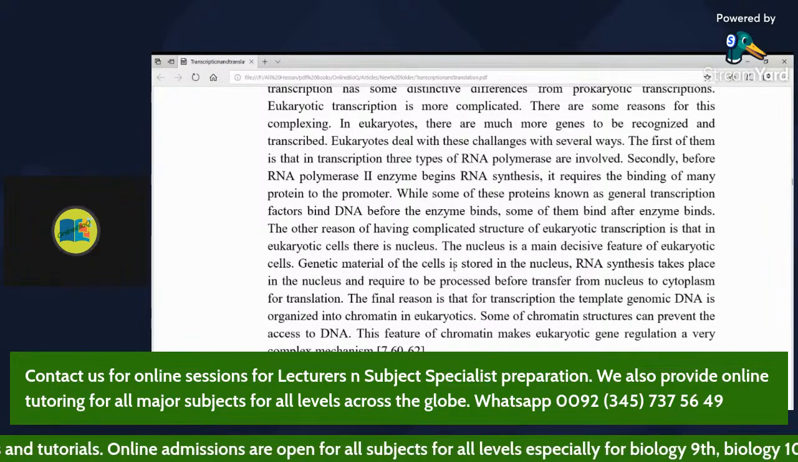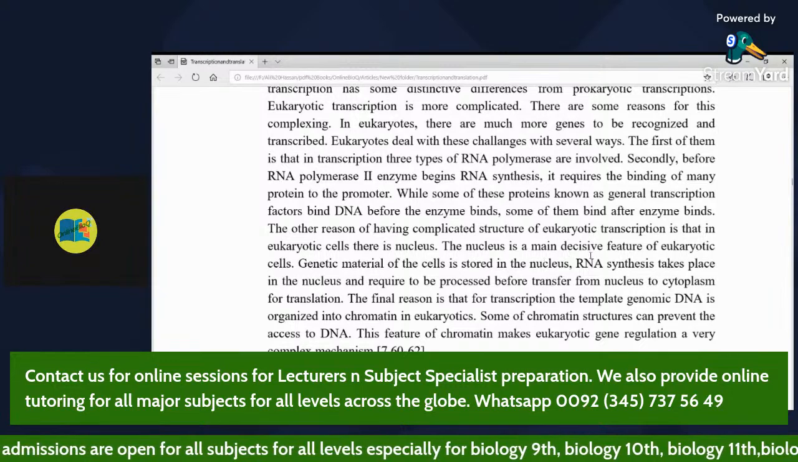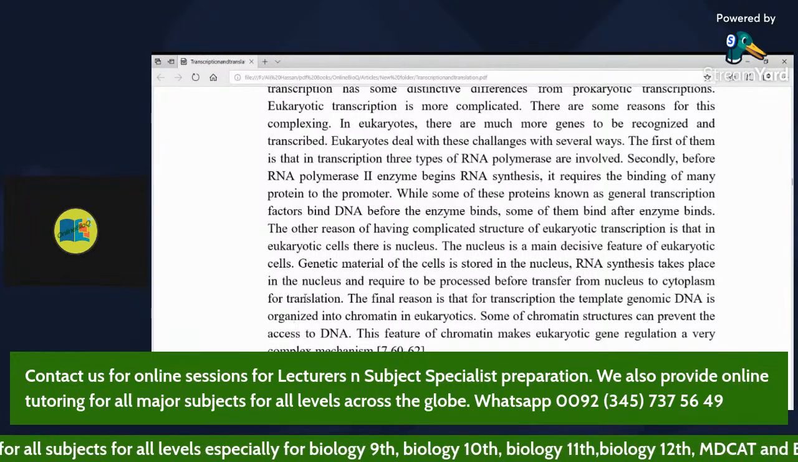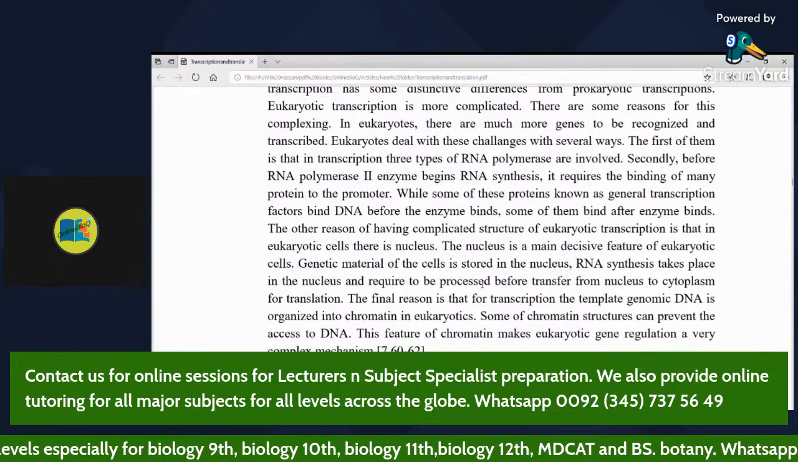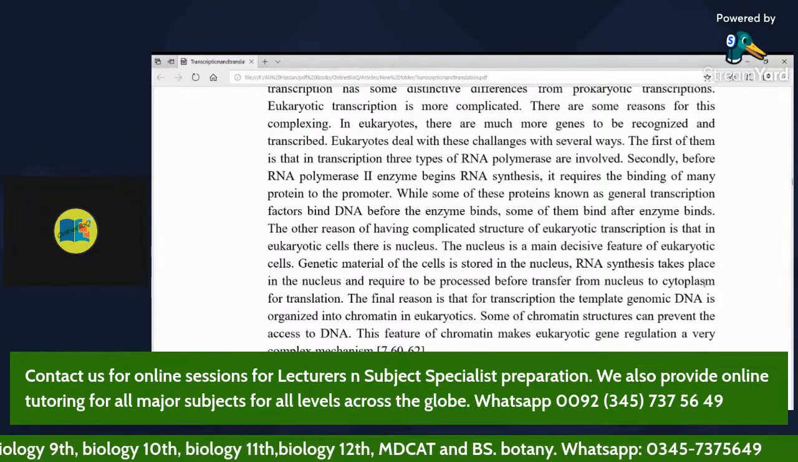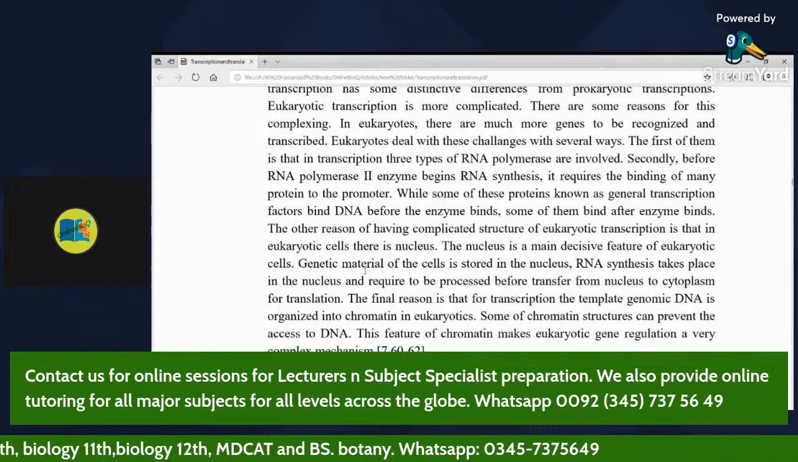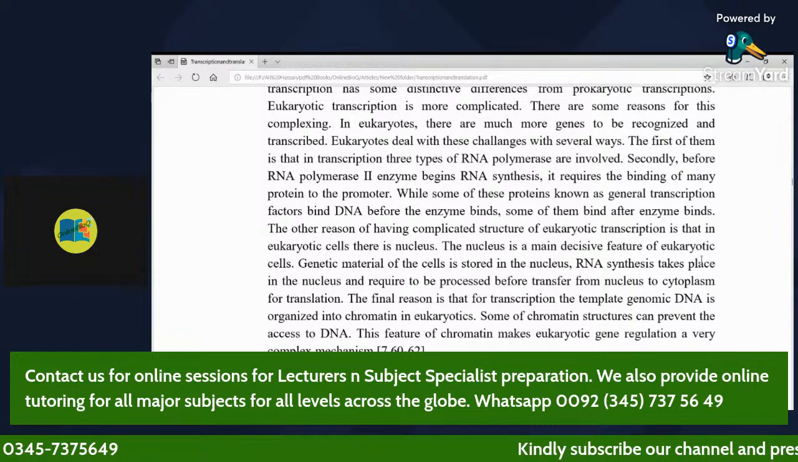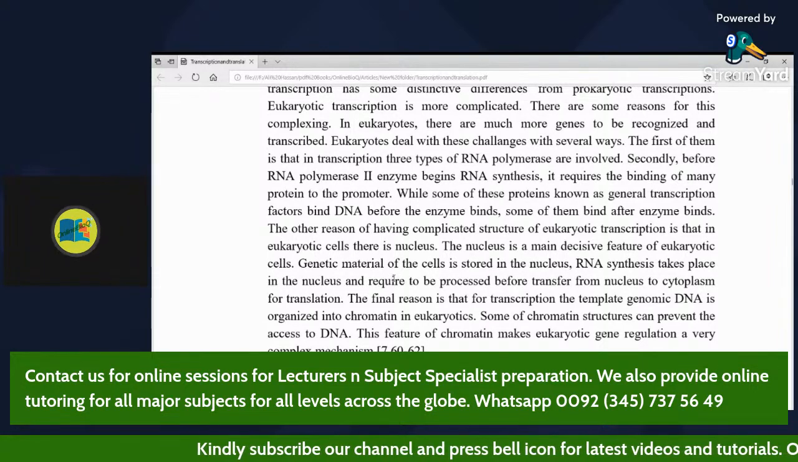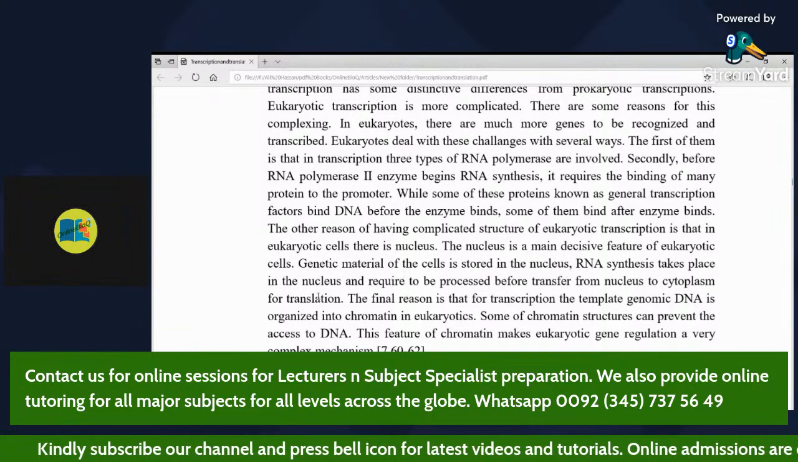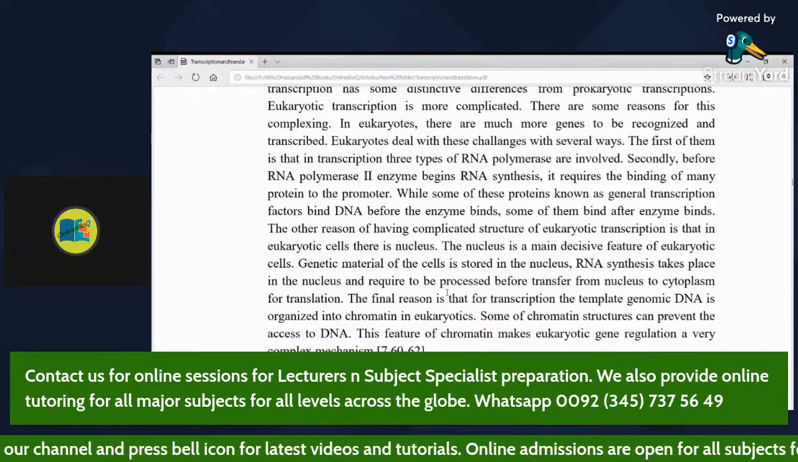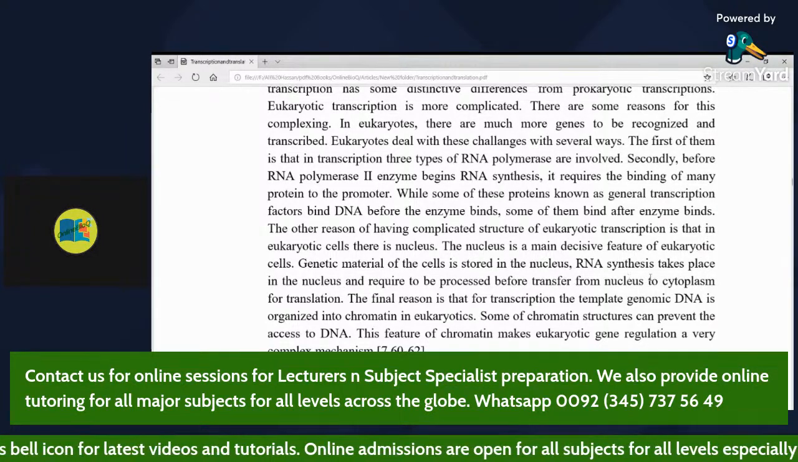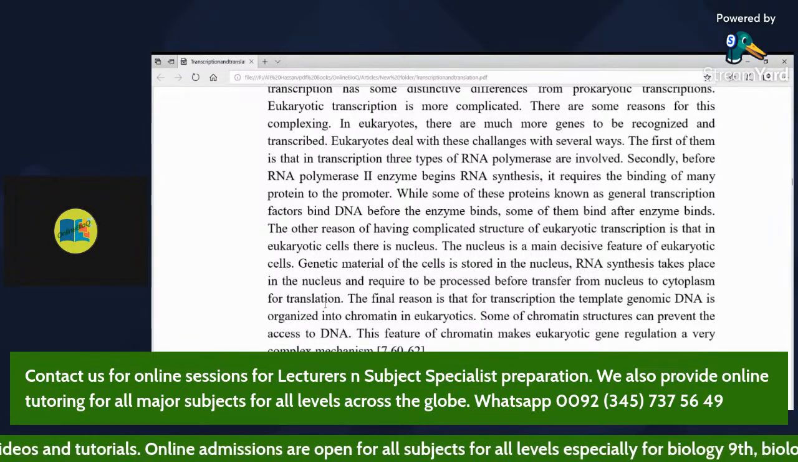Genetic material of the cells is stored in the nucleus. RNA synthesis, meaning transcription, also takes place inside the nucleus, and the RNA synthesized during transcription requires processing before transfer from the nucleus to the cytoplasm for translation.